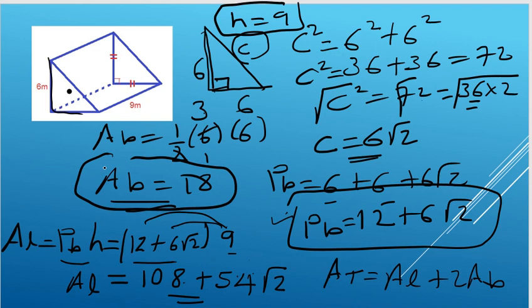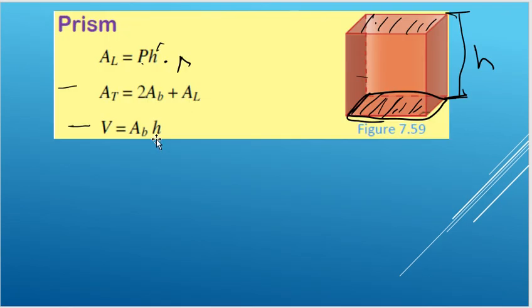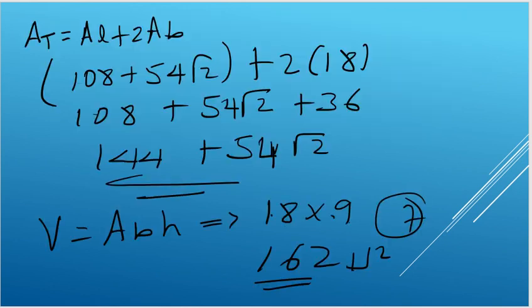And the second one, area base. Area base is half times base times height. In case of a right angle triangle, we can take the two perpendicular sides or the legs as the base and the height. And I did that, so it comes to 18. Finally, when I'm trying to find the area lateral, I apply the formula. The three formulas are here. Area lateral is perimeter of the base times height, we did. Area total is area base plus area lateral, we did. And finally volume will be area base times height. Done.